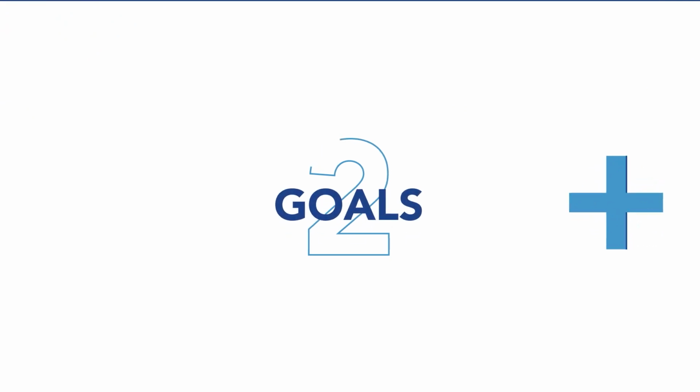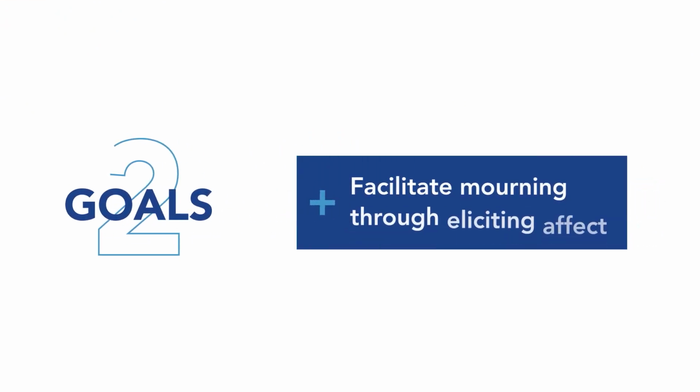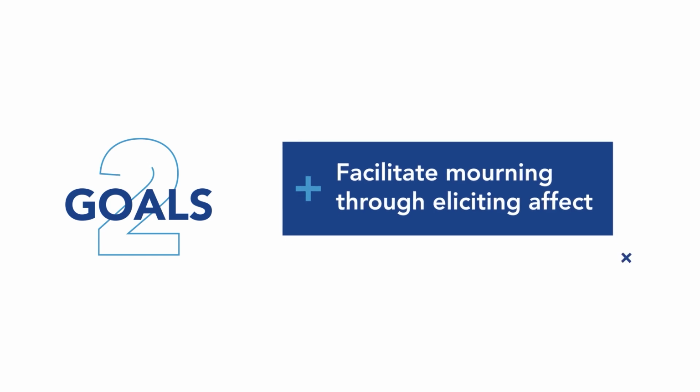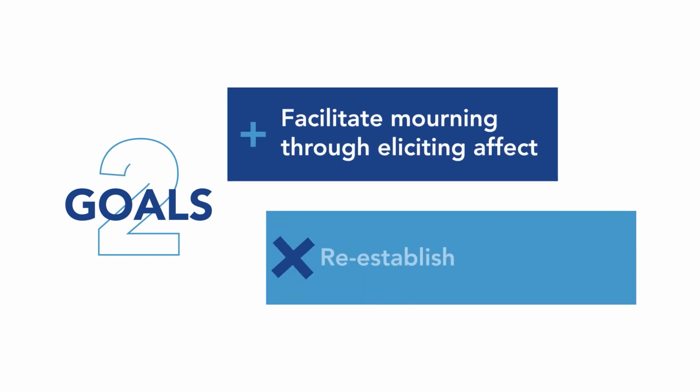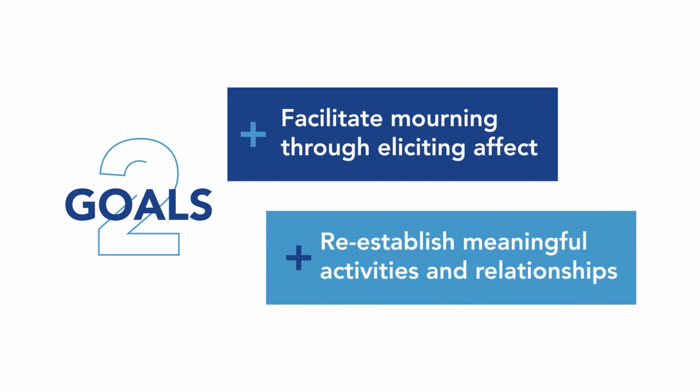In IPT, there are 2 main goals in treating grief. The first goal is to facilitate mourning by gently eliciting affect in session and assisting patients through the feelings and thoughts associated with the loss. The second goal is to help patients re-engage in meaningful activities and relationships.